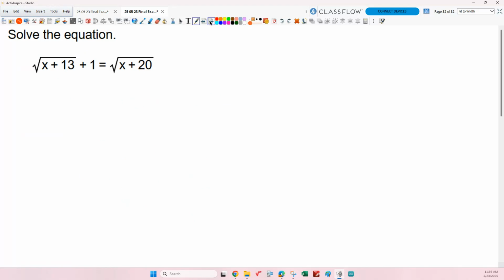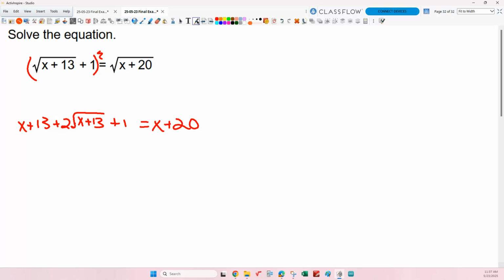So if we square both sides, we'll do the right first. What do I get on the right? x plus 20. What about on the left if I square this? So we got x plus 13 plus 2 square root of x plus 13 plus 1. Okay, are we okay with that? I broke it down last period, so if I need to break it down again, I can.